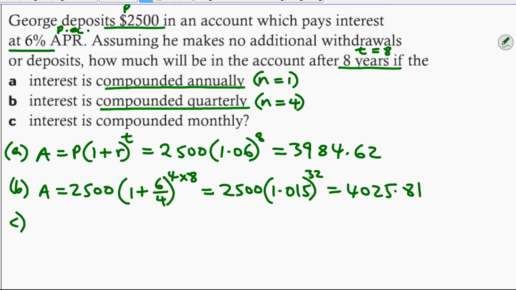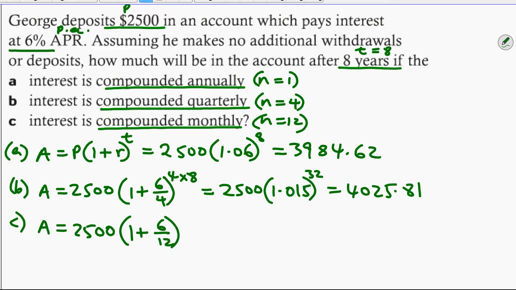And then for C, we'll have the amount is equal to, now let's look at compounded monthly. That will mean that n is equal to 12. So the formula will be 2,500 into 1 plus 6 over 12 to the power 12 multiplied by 8. You can just plug that in your calculator, which will give you 4035.36. That's it.